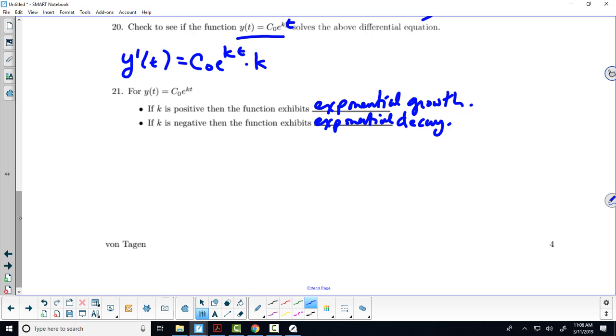Okay? By the way, a personal pet peeve. Don't say something's growing exponentially if it doesn't fit this model. People use the phrase it's growing exponentially just to mean it's growing fast. That's not true. That's not what exponential growth means. Okay?